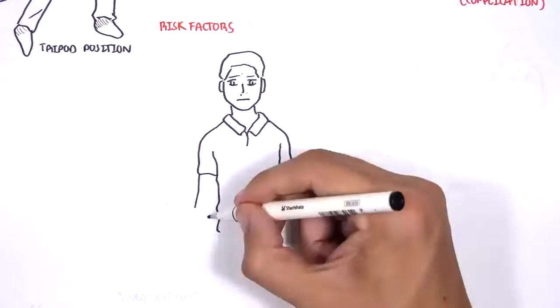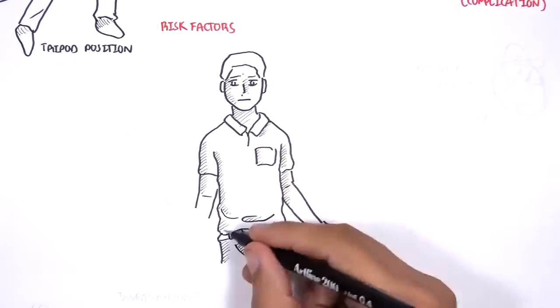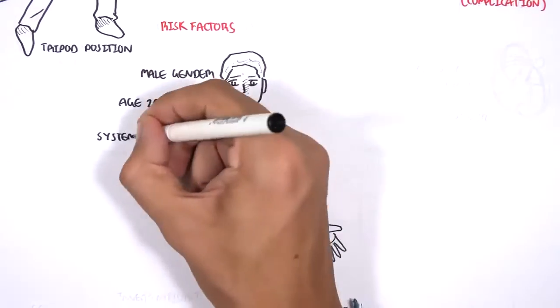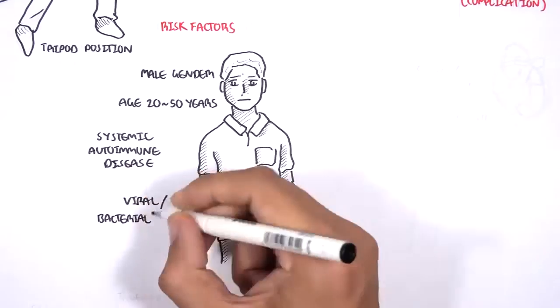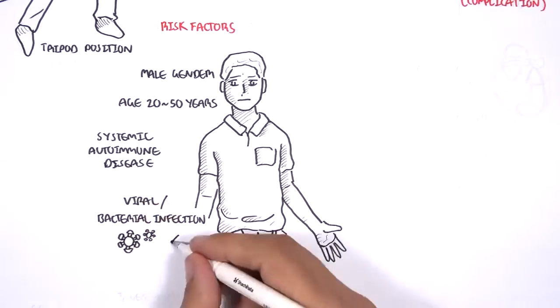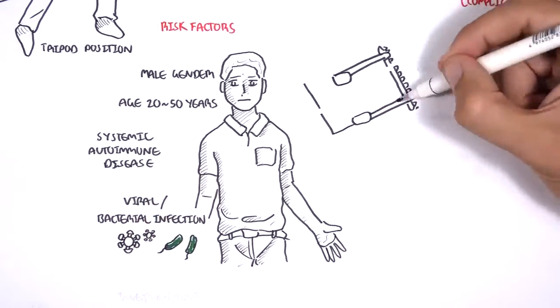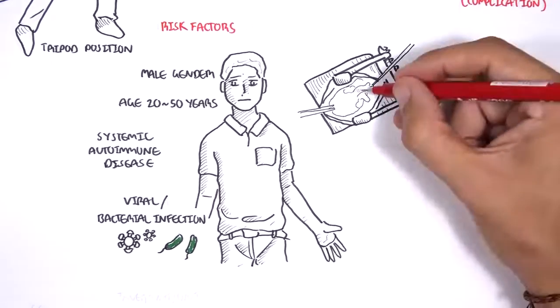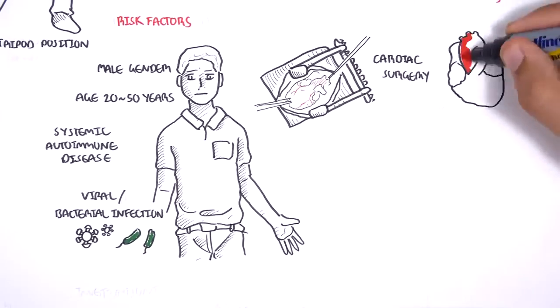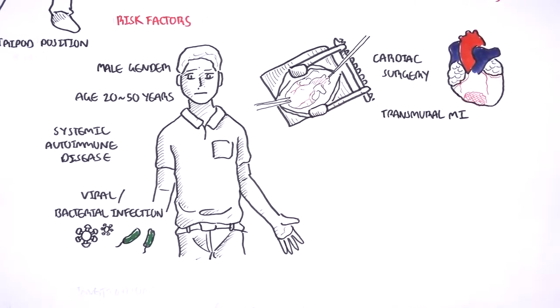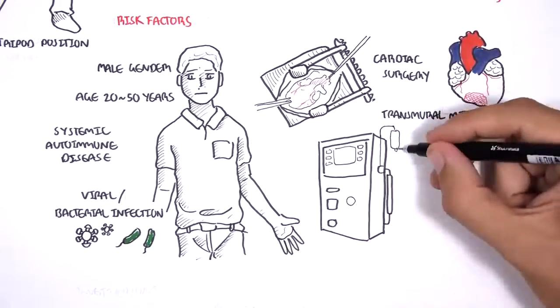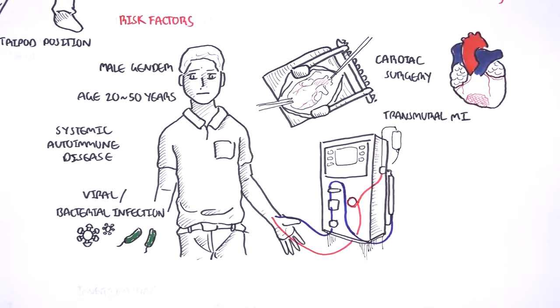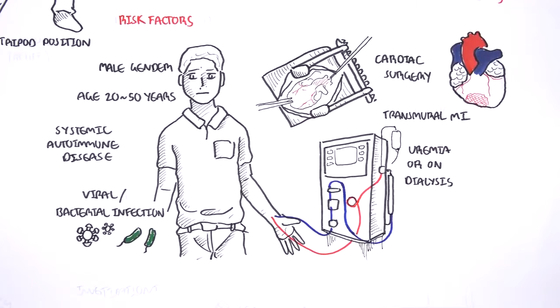Risk factors: male gender, age between 20 to 50, systemic autoimmune disease, having a viral and bacterial infection, past and recent cardiac surgery, having had a transmural myocardial infarction, and having uremia or being on dialysis.